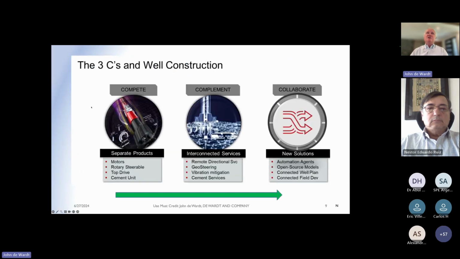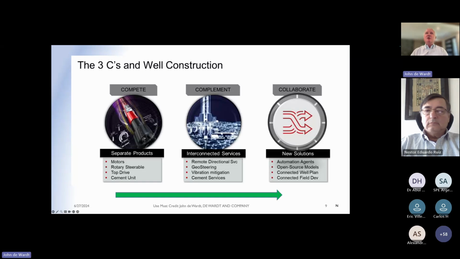And here we start to look at this transition that's occurring more from the technical side. And this was created by Scott Boone and Maury Lang, and then we put it into an SPE paper on business model reconstruction that we published a couple of years ago. And what we can see is that historically, on separate products, the industry has been competing. So differences between motors, rotary steerables, etc.